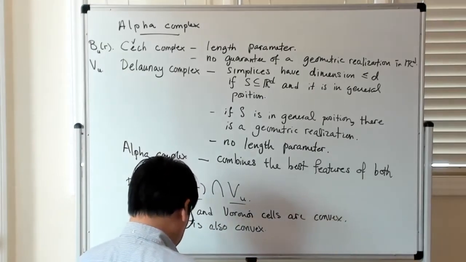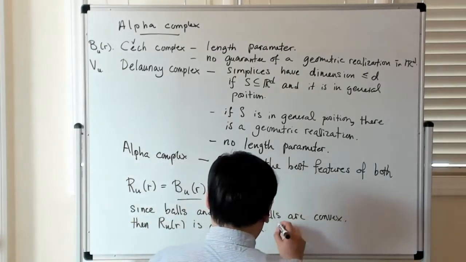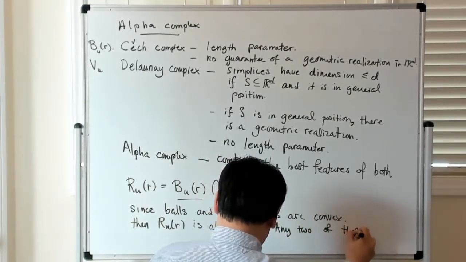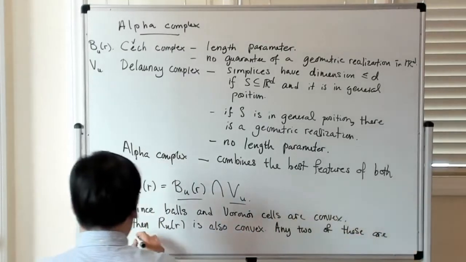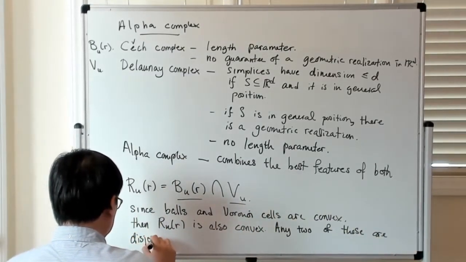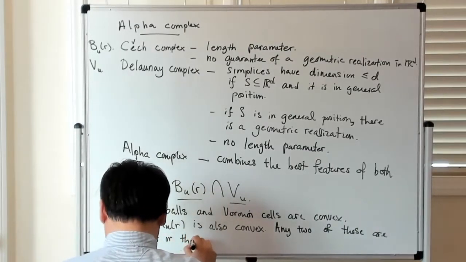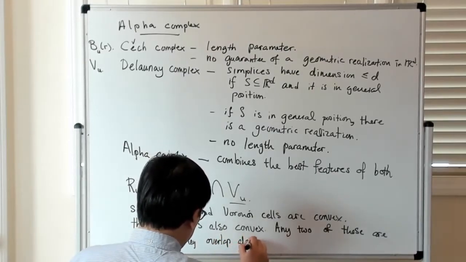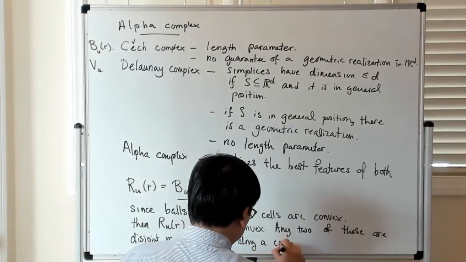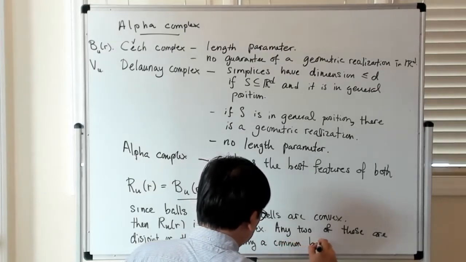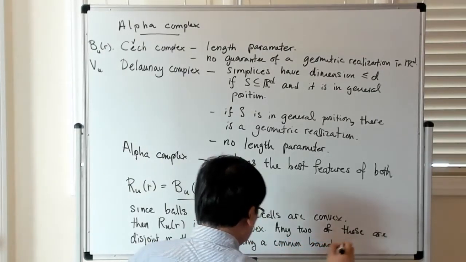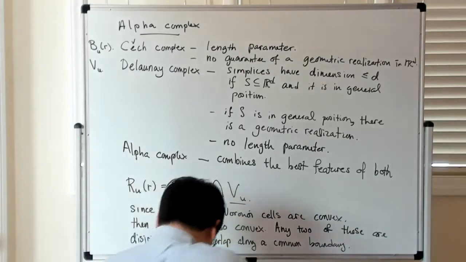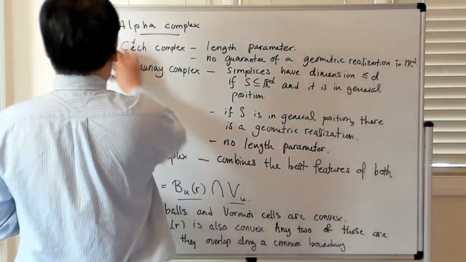So the point is that any two of these are disjoint, or they overlap along a common boundary, which is again what you want if you want to have a complex, and then together they cover the entire union.